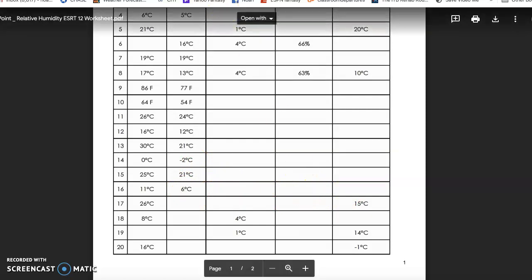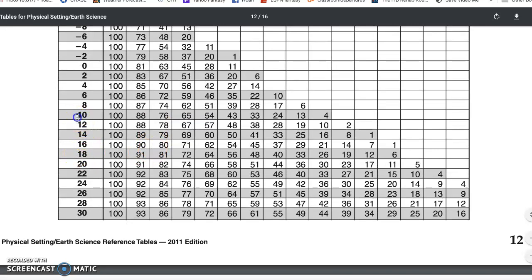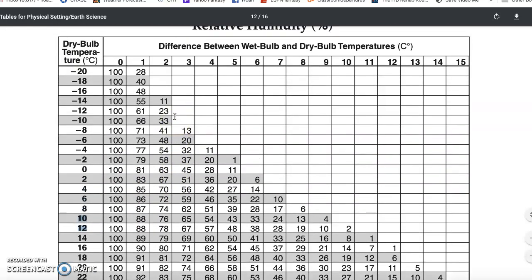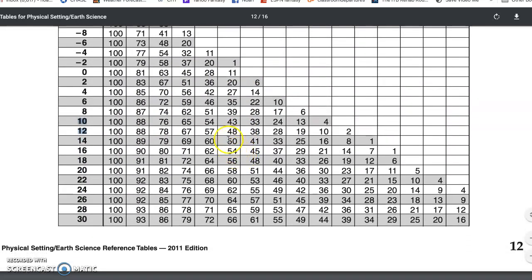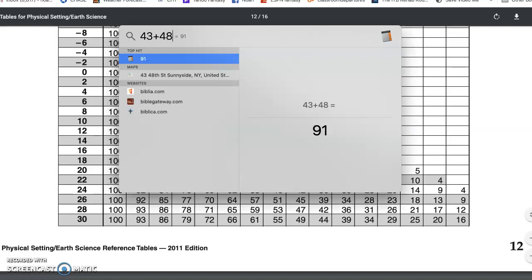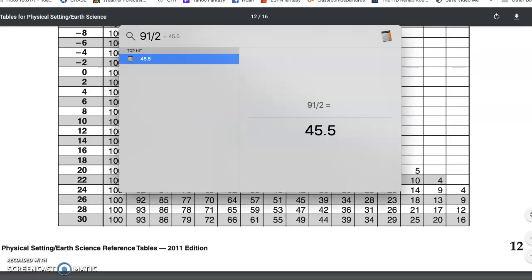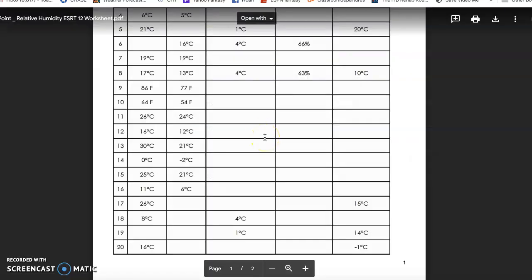And then we can do the same thing for humidity for 11 and 5 and try it. Maybe it'll be easier numbers this time. We'll use the 10 and 12. We have 5, so that's this column. So 43, yeah, this should be easier. So 43 and 48. So I'm going to go 43 plus 48 gives me 91. And then 91 divided by 2 gives me 45 and a half. That's 45 and a half for humidity.